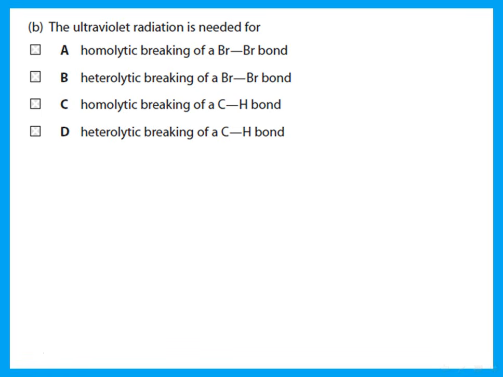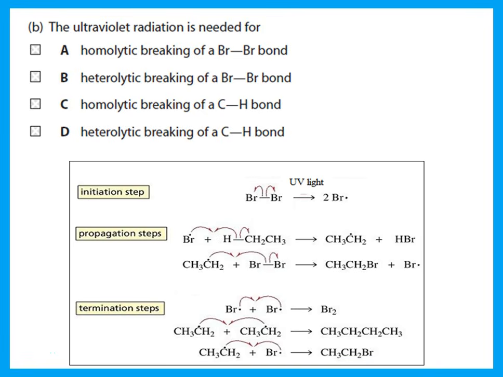The UV radiation is needed for what? Do you remember how to write the mechanism for this? You should remember that the UV light is needed for the initiation step, in which you have homolytic breaking of the Br-Br bond. Homolytically means one electron from the bond goes to each bromine atom, and I end up with two bromine radicals. So it forms a free radical, and then this free radical goes on to do propagation steps and termination steps. So that would be the answer in A.